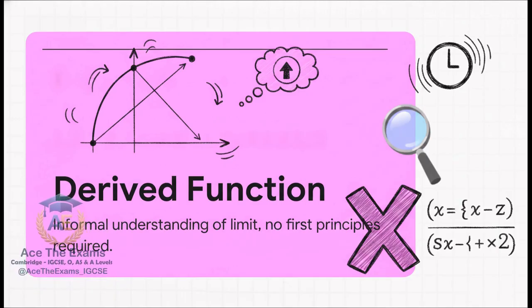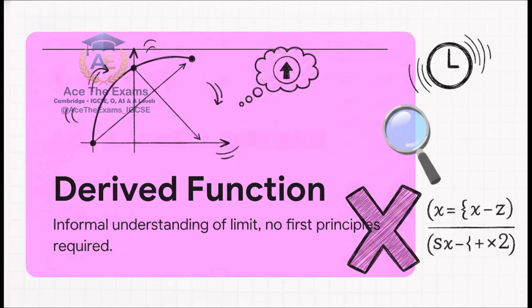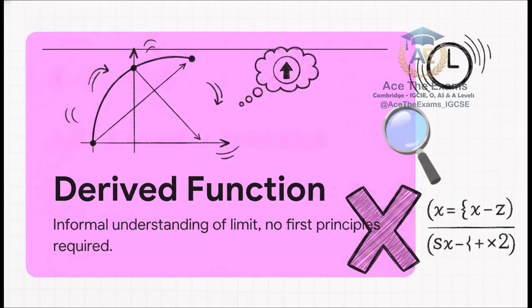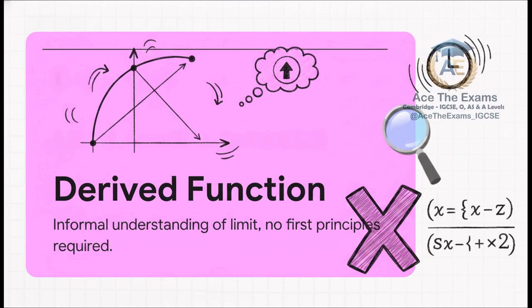Instead, the focus here is entirely conceptual. The examiners just want to see an intuitive understanding that a derivative essentially represents a rate of change. They want to know that you understand how the gradient of a curve behaves at an infinitesimally small point. Grasping that informal limit, really understanding the idea of a secant line gradually becoming a tangent, that is the real goal here. You don't need to mathematically prove it from scratch. You just need to know what it fundamentally is.